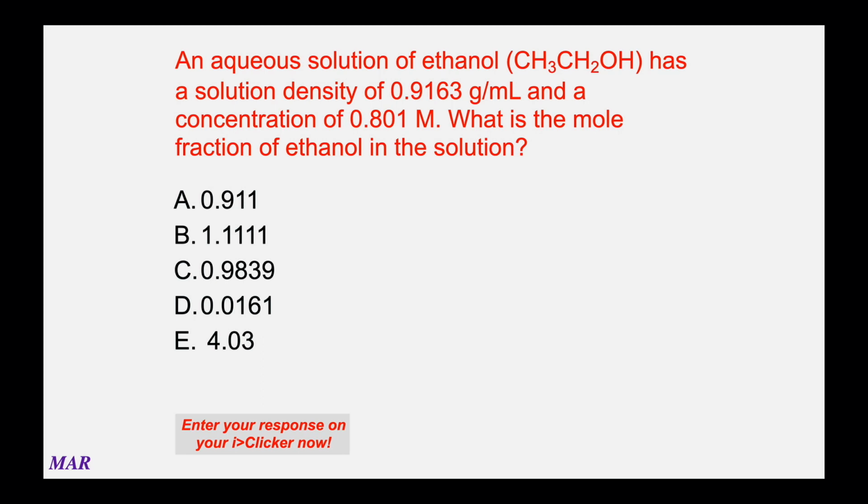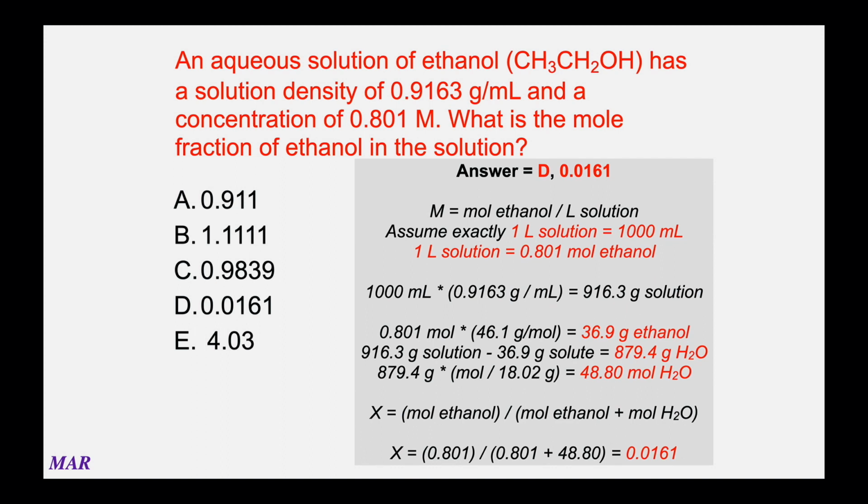So looking at the math then, what I would do again is I would assume exactly 1 liter of solution, which is 1,000 milliliters. And in a liter, that means 2 things. Number 1, and a number we're going to use a lot, 0.801 moles of ethanol. And if you look down at the very bottom, that's where that number pops in. But the other thing it says is you have 1,000 milliliters of solution. The density and the volume you can turn into the mass of the solution, which is that number right there.